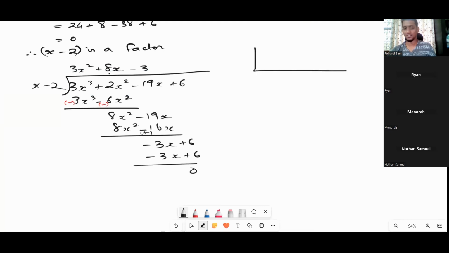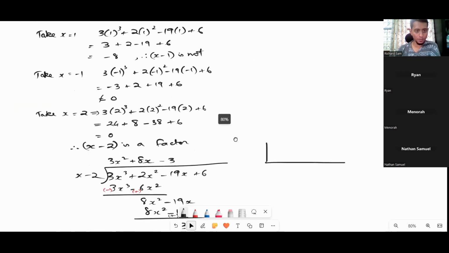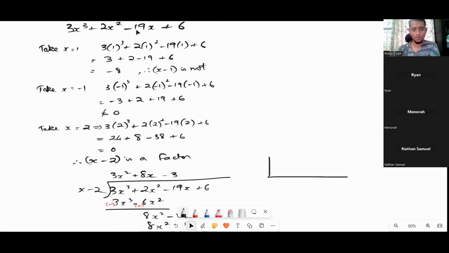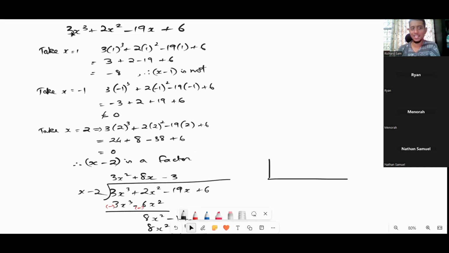So you draw 2 lines like this and just put all these numbers. Which numbers? From this expression here, just write the numerical coefficients. That means the numbers here. So first you write 3, then 2, then minus 19, and 6. Then you write this here outside. What is the factor here? x minus 2, right? What is the value of x? 2. That 2 you write outside over here.